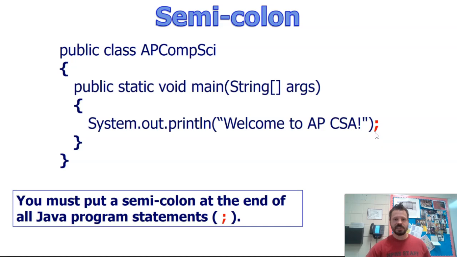The next thing we'll talk about is this semicolon here. You must put a semicolon at the end of all Java program statements. Notice there's no semicolon at the end of my class definition, and no semicolon at the end of my method signature. Those aren't actually telling the computer to do something. This print statement here is actually telling it to do something, so that's why I have the semicolon there. The semicolon helps the computer know where one statement ends and the next one begins.